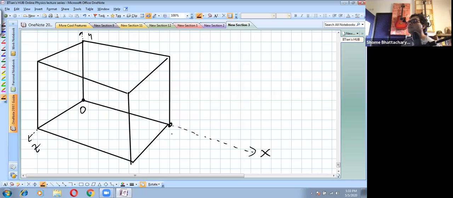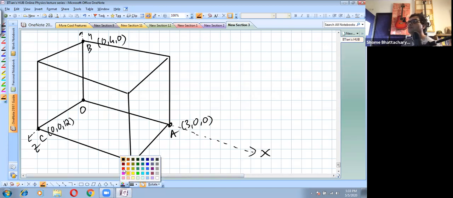Now let us say this point was A. It was 3, 0, 0. This point was B, which was 0, 4, 0. And this point was C, which was 0, 0, 12. So back to that, my vectors were these. This was 3 i cap. This was 4 j cap. And this one here was 12 k cap. Now you start getting an idea of what I'm trying to do. Very soon you'll understand what it means to add the three vectors.